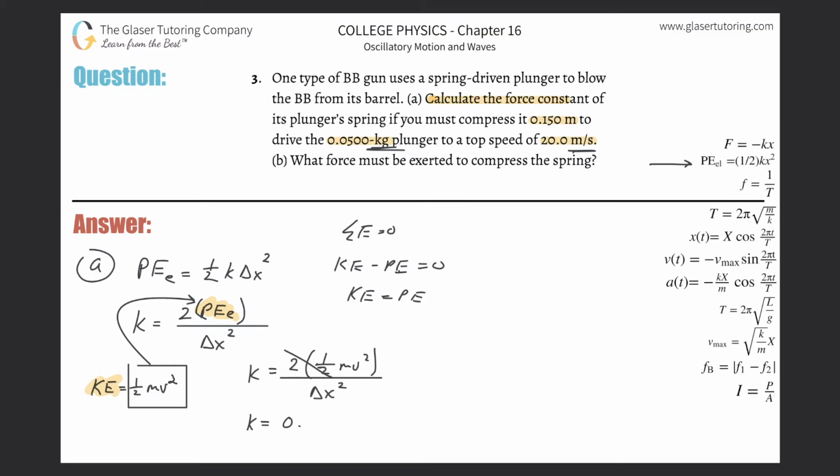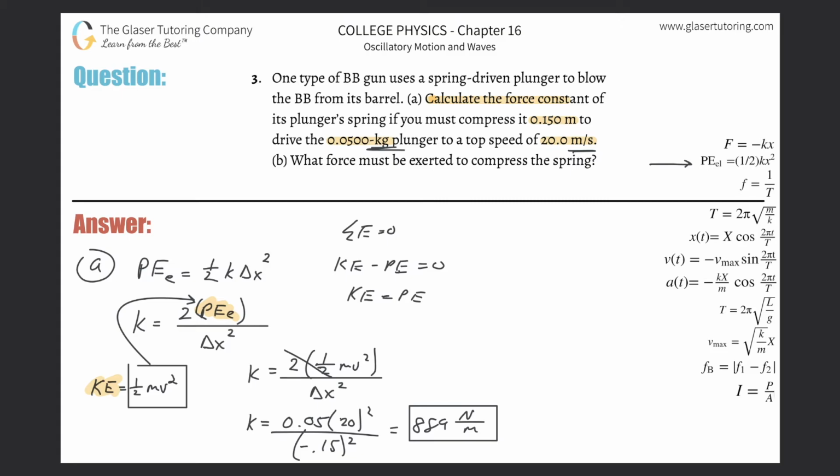The mass of the plunger was 0.05. The velocity was 20 meters per second, that's squared, and all divided by the change in displacement, which is technically negative 0.15, but the whole thing's squared, so it's just going to work out to be positive, which is good because k should be positive. So 0.05 times 20 squared divided by negative 0.15 squared is about 889 newtons per meter. And that's the spring constant.